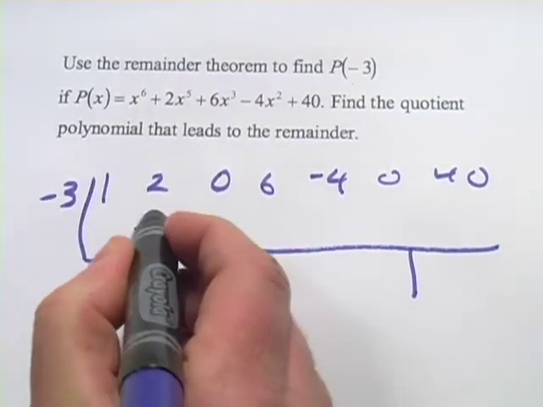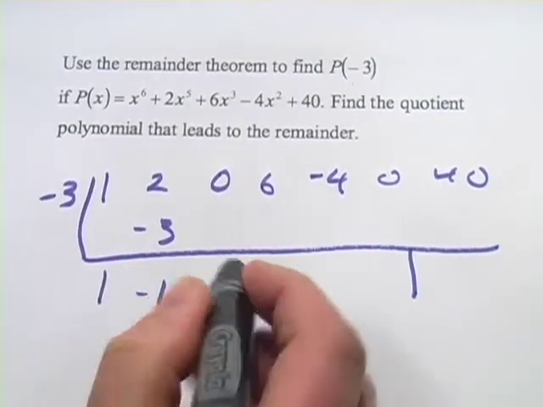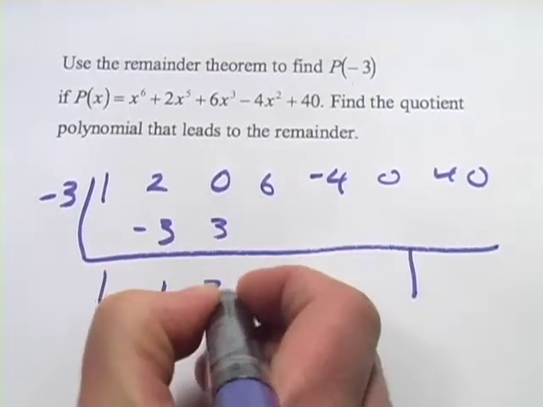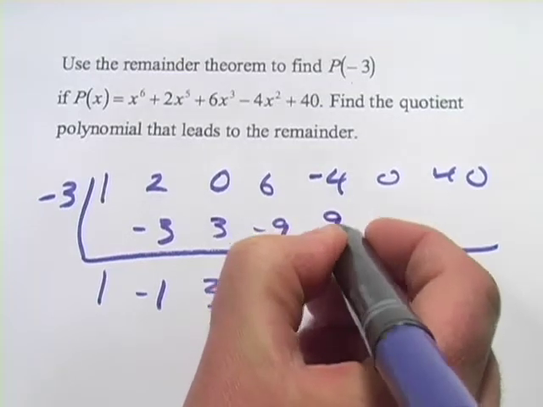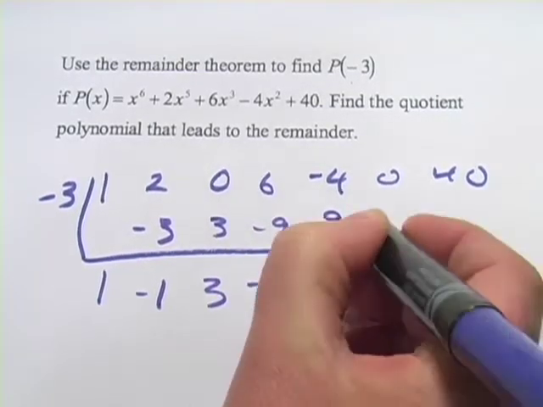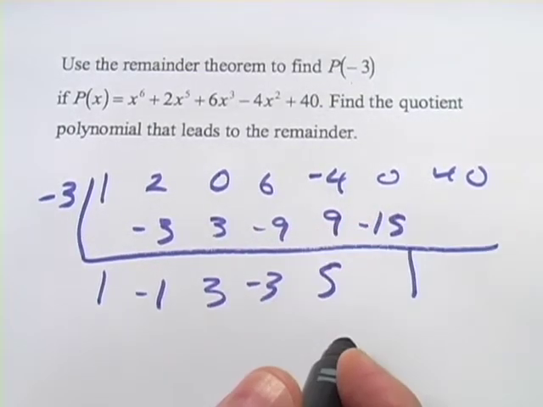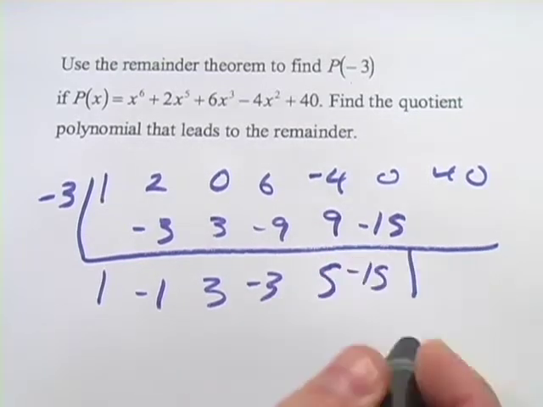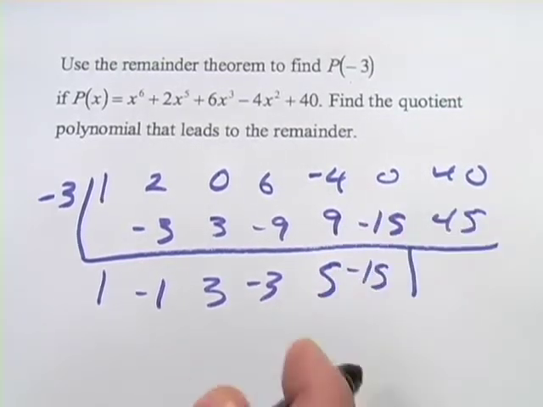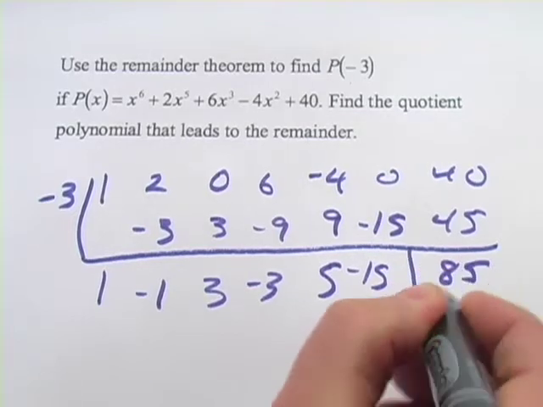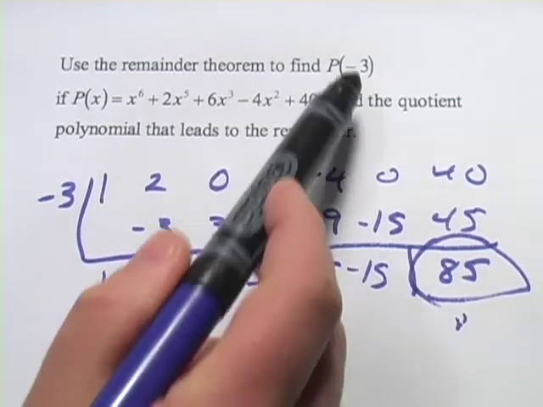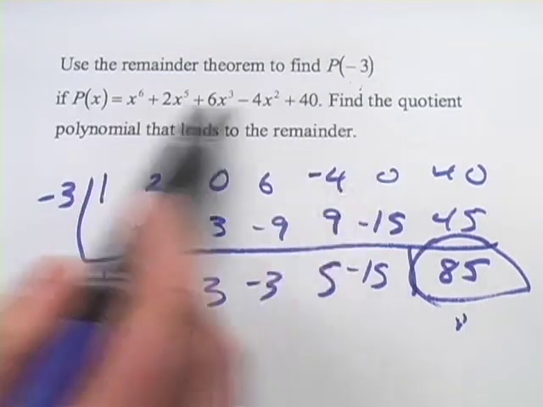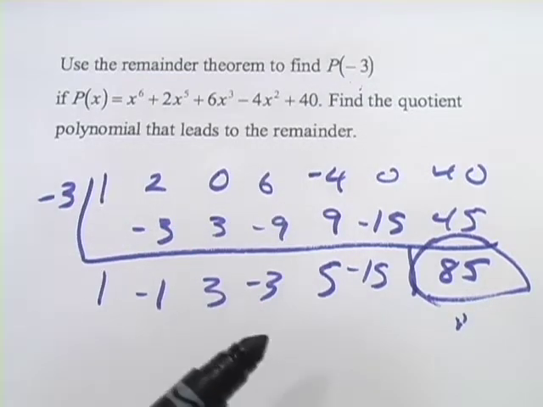So 1, -3, -1, +3, -9, that's a -3, that's a +9, so that's 5, that's a -15, and that's going to be a +45. So we have 85 in our remainder, and that is p of -3. You can go ahead and plug in -3 and crunch that out and check it. It should come out to 85.